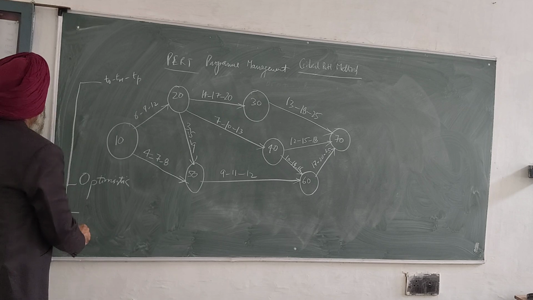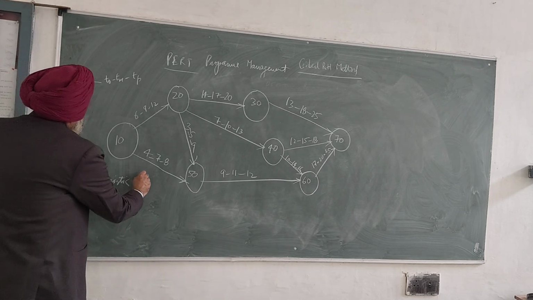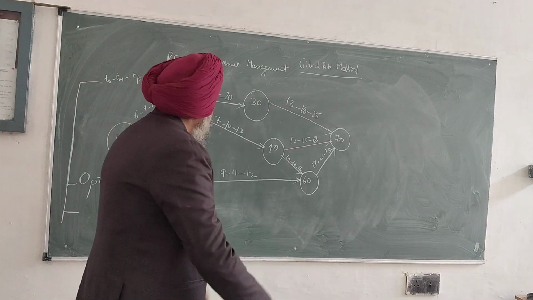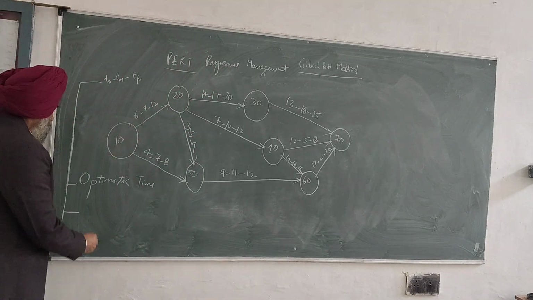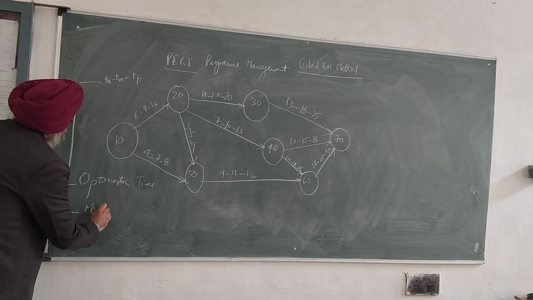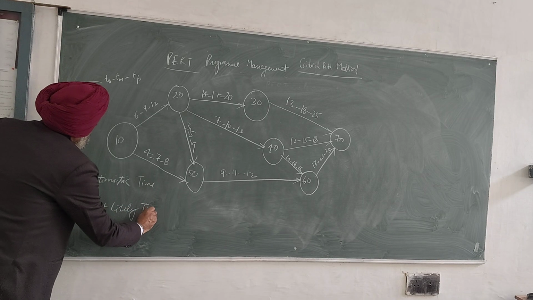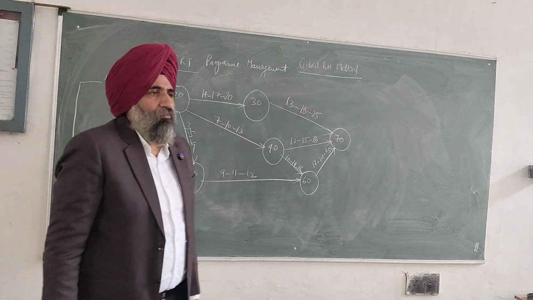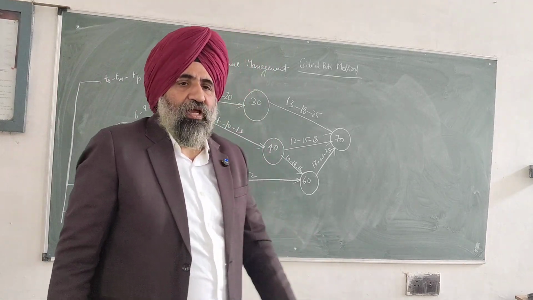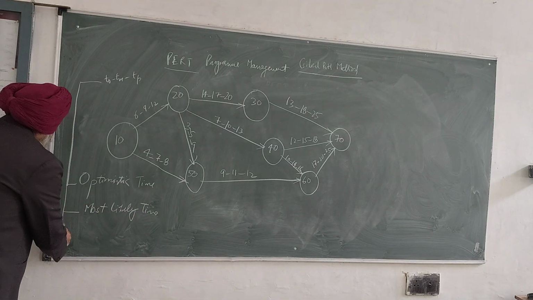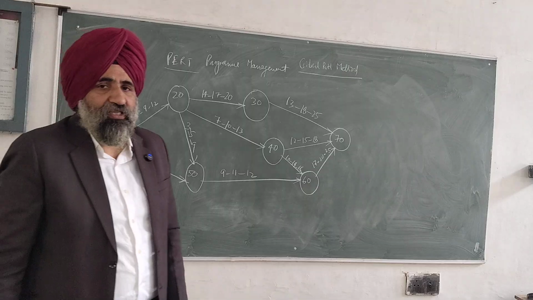And the most likely time: if a person is moving at a normal pace, this is the most likely time. It means he is not doing the activity in a hurried manner. So this time is known as the most likely time. We always pay more attention to the most likely time.